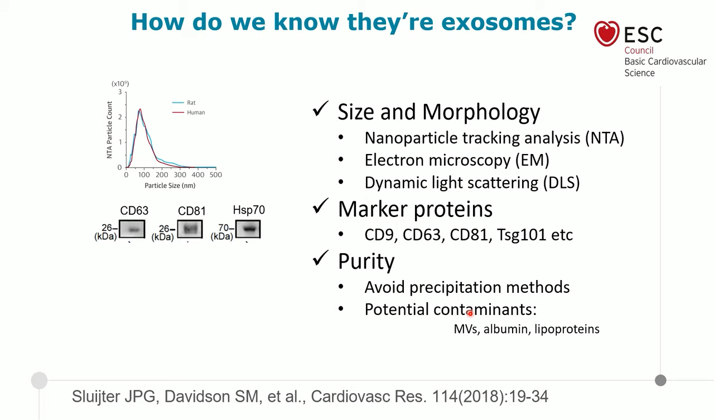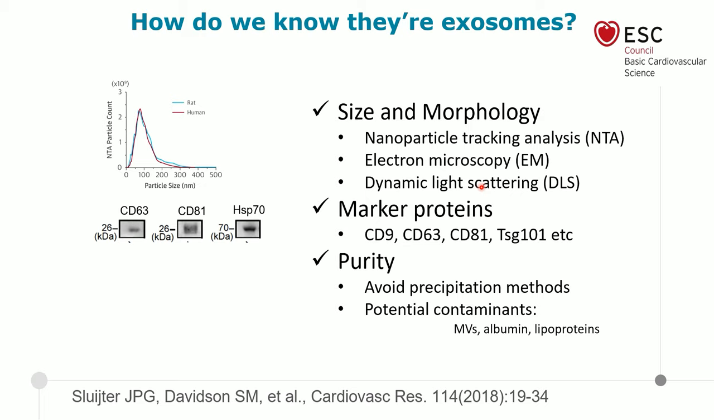So one of the most important is the size and morphology. As I mentioned, you can use NTA or electron microscopy or other techniques. It's a good idea to use at least two of these techniques to show that there are small particles there. One thing I didn't mention about the NTA, though, is that it doesn't tell you these are exosomes. It just tells you these are small particles, which is very important. And there are many other types of small particles, lipoproteins being one, or even just dust particles, which can look the same size, which is why you need other techniques.